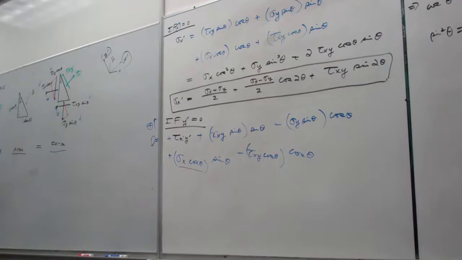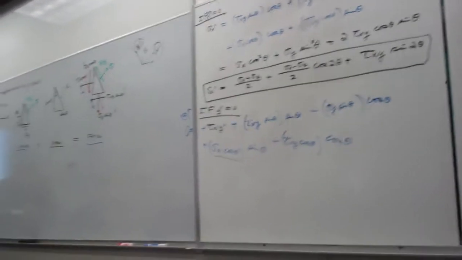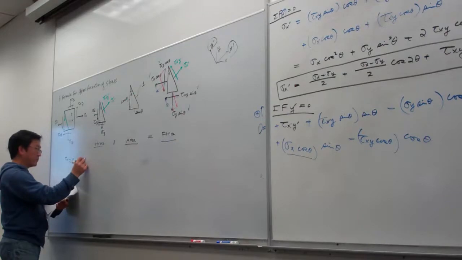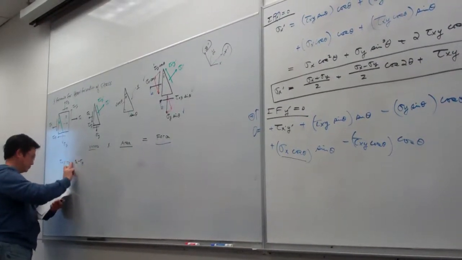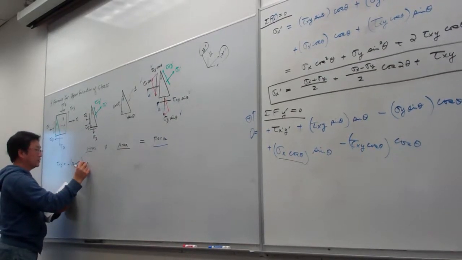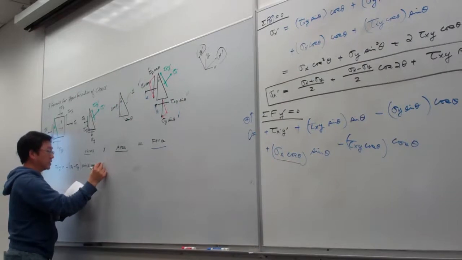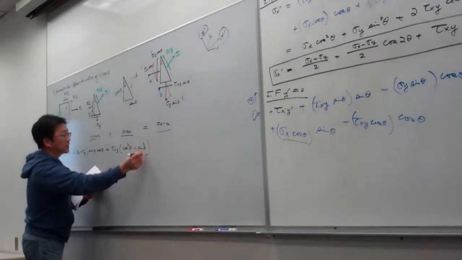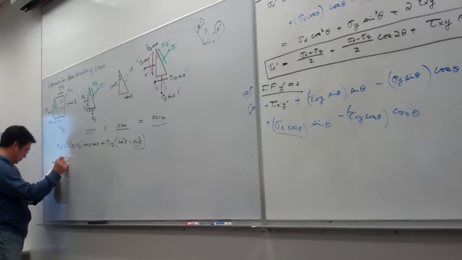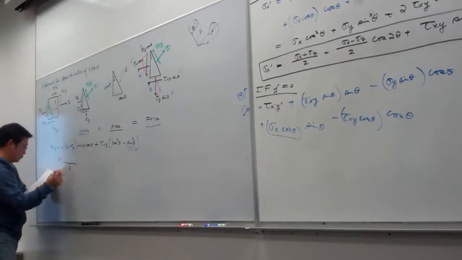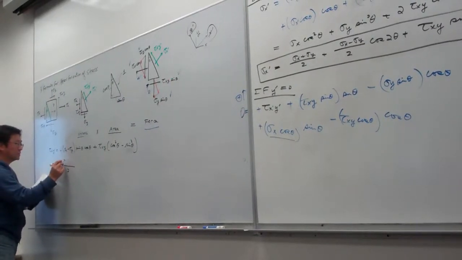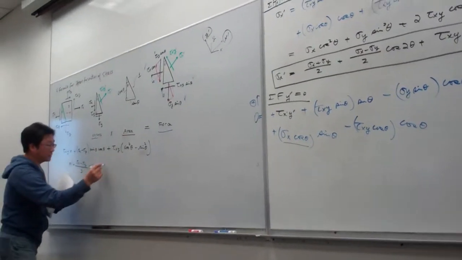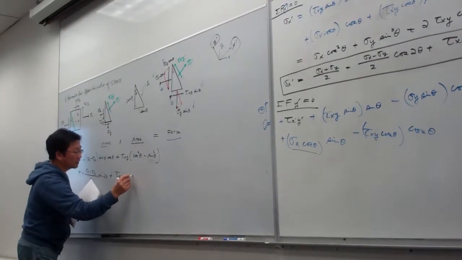So I'm not crazy. Here, therefore, let me summarize from there. Tau x prime y prime will be equal to minus sigma x minus sigma y, sine theta cosine theta, plus tau xy, cosine squared theta minus sine squared theta. And again, we plug into the formula to simplify the whole thing. Then this will be equal to minus one half sigma x minus sigma y, sine 2 theta plus tau xy cosine 2 theta.